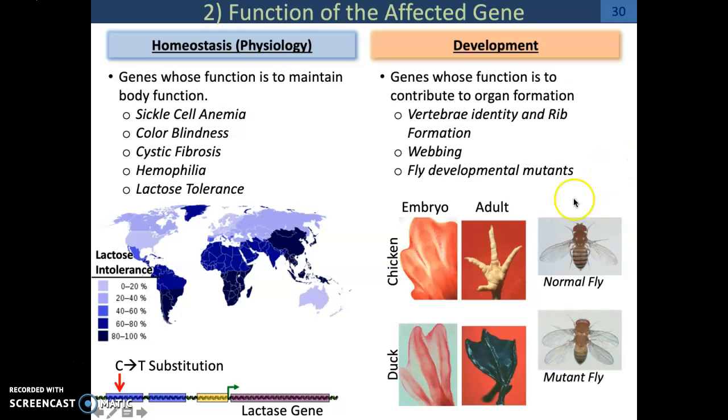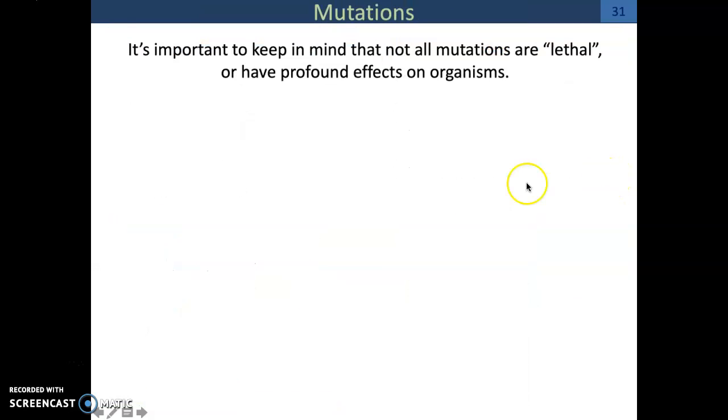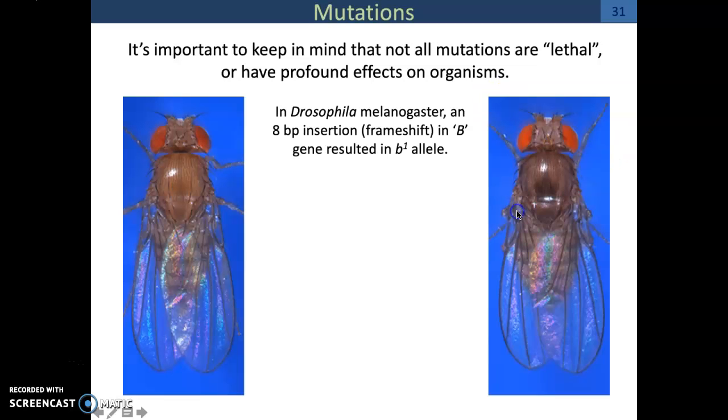We can also see it and study it in flies, where we can have a normal fly here with just 2 wings, and here we have a total of 4 if those genes are turned on. It's also really important to keep in mind when we're talking about mutations that they're not always lethal, nor do they have really profound effects or changes on organisms. Sometimes there can be mutations, but there aren't these big changes that necessarily occur.